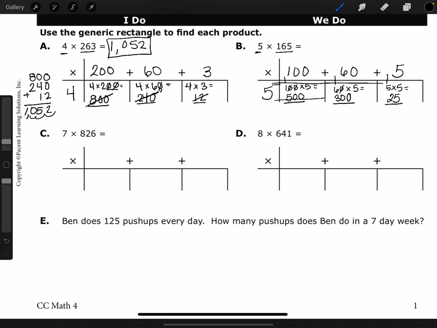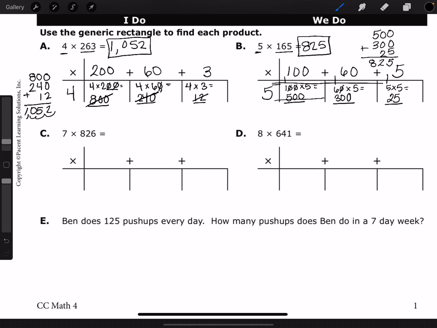So our partial products are 500, 300, 25. We're going to add them together. So 0 plus 0 plus 5 is 5. 0 plus 0 plus 2 is 2. 5 plus 3 is 8. So the product of 5 times 165 equals 825. Good job, guys.